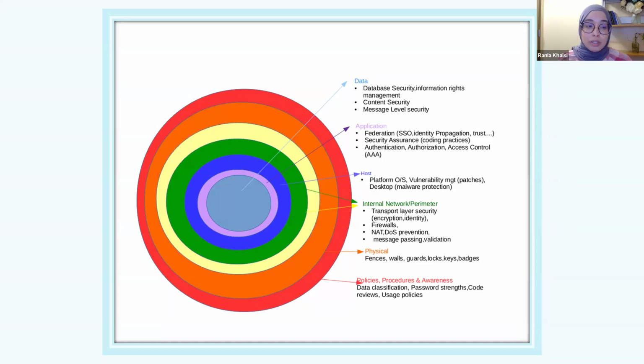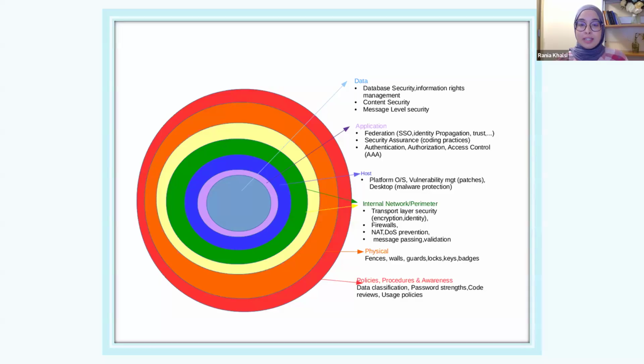And at the core, we have the data security. Data security protects databases, sensitive information, and also message level security. The key idea here is that if one layer fails, the other layers are still there to reduce the damage and protect the system. So the main takeaway is that security works best when it's layered, okay?